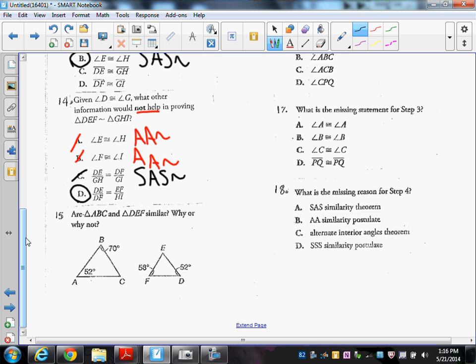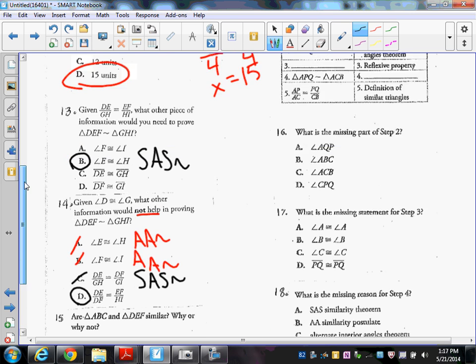Number 15 says, are these two triangles similar? Why or why not? Well, whenever I find out the last side, I see that the last angle is 58, and that would be 70. So the answer is yes by angle-angle similarity. And if I take a look here, A, B, C goes 52, 70, 58. That's the same thing that happens with DEF, so even the order is good on that.